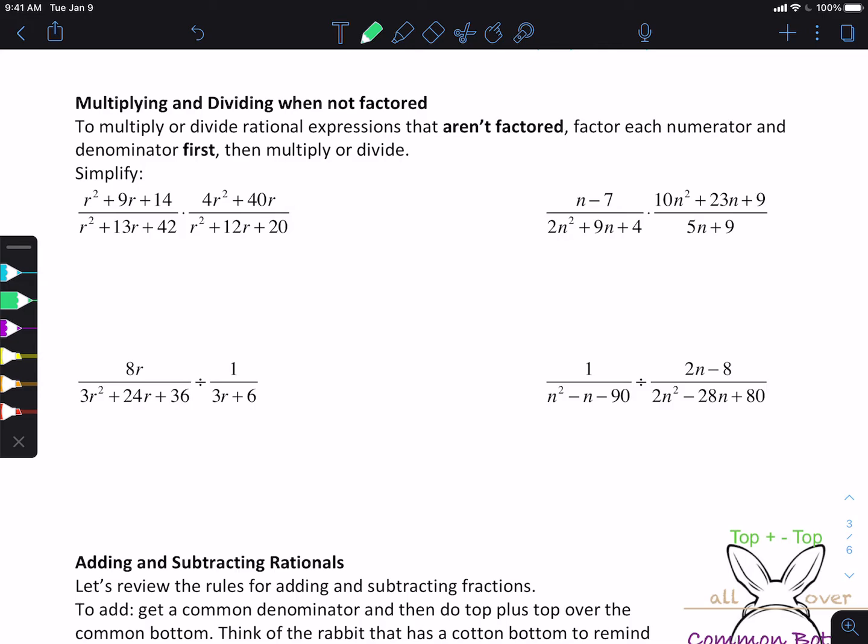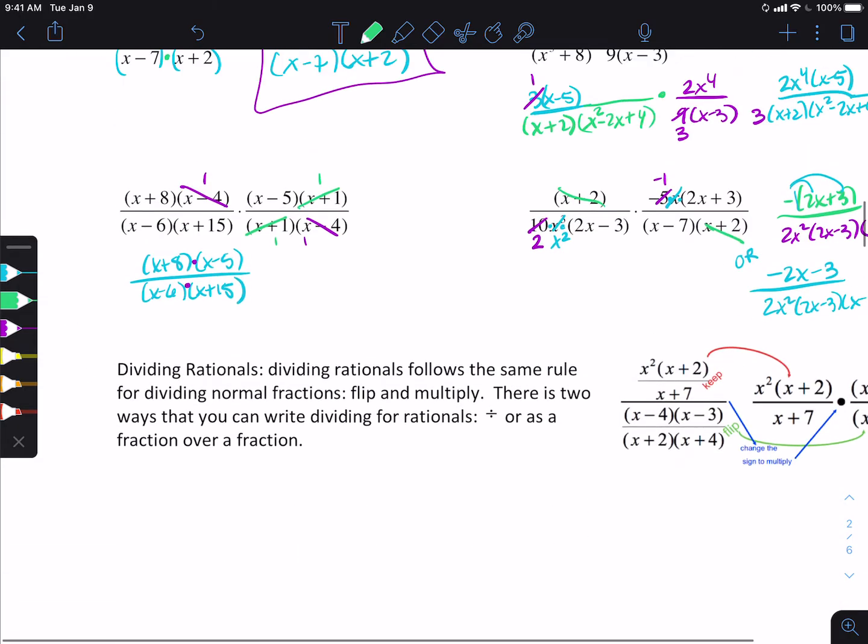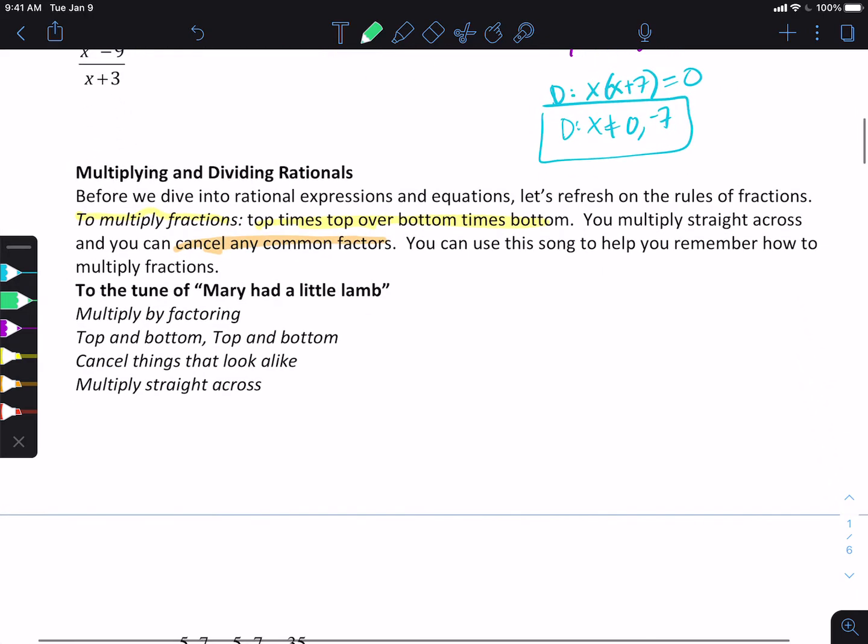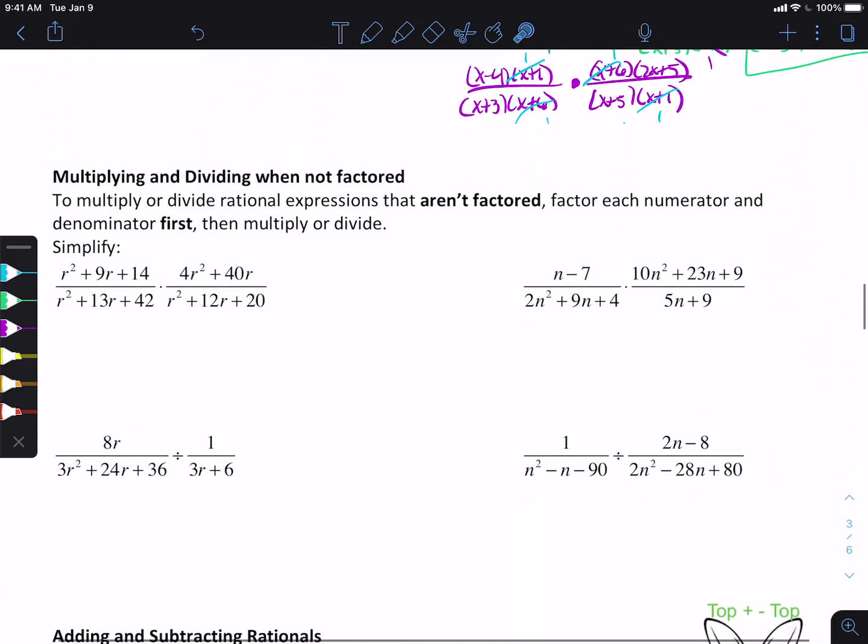So now we're going to look at multiplying and dividing when it's not factored. So the first thing is that you have to factor. So remember our song goes: multiply by factoring, top and bottom, cancel things that look alike, multiply straight across. So that's what we're going to do.